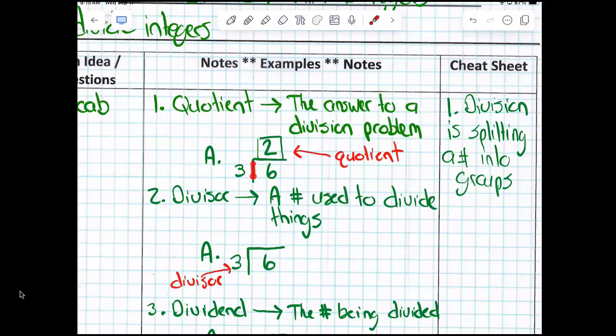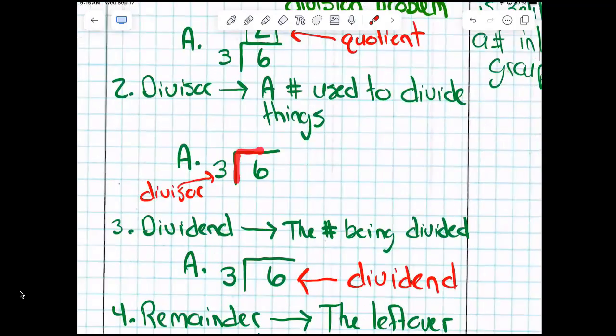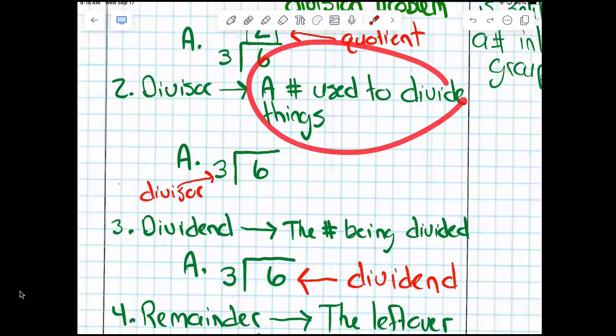Now, this is a division house. This is the quotient. When you have a division house, it always goes on top, right? Yes. Now, this is the same division house. What number always goes on the outside of a division house? The divisor. And the divisor is the number that splits things up. It divides things, right? Yes.